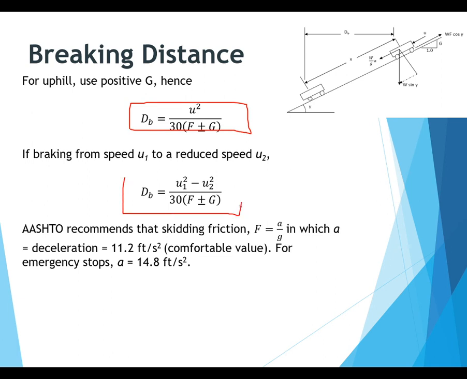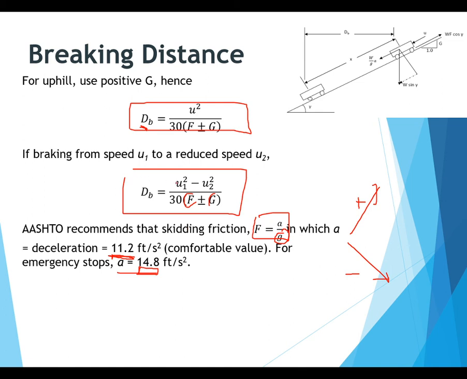So the braking distance dB is equal to your speed squared divided by 30 times the friction between the tires plus or minus the grade. We can write the friction with this equation, a over g, where a is the deceleration. Remember these two numbers: a very fast deceleration of 14.8, or a regular deceleration of 11.2, divided by 32.2, which is gravity. This gives me my f. G is the grade: plus if you're going up, minus if you're going down.